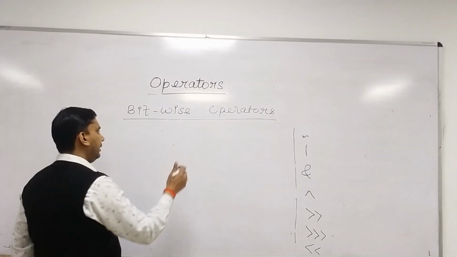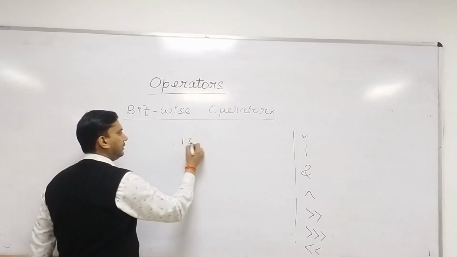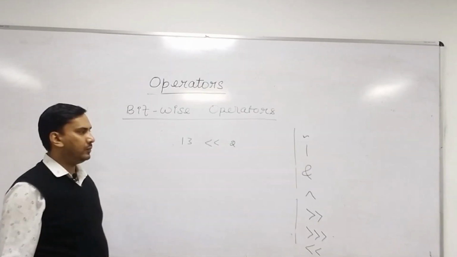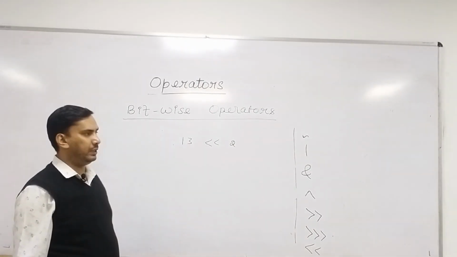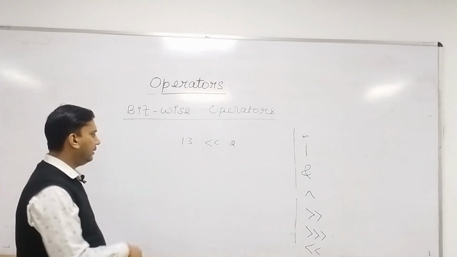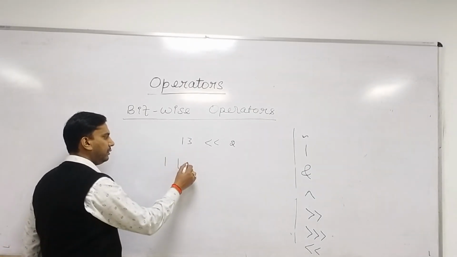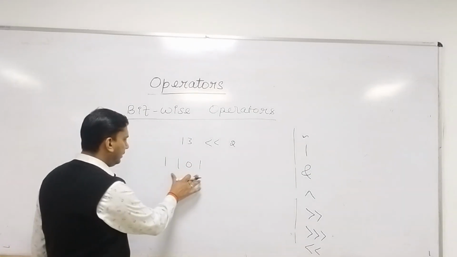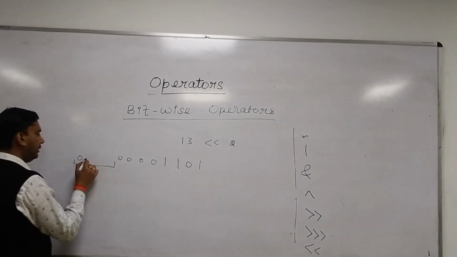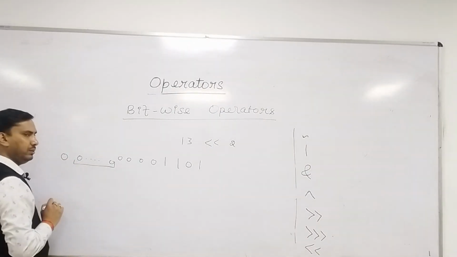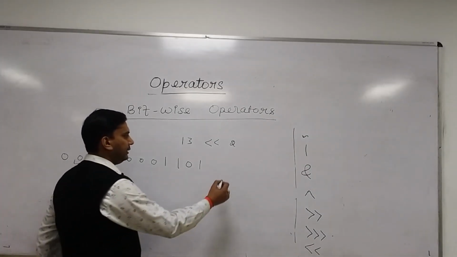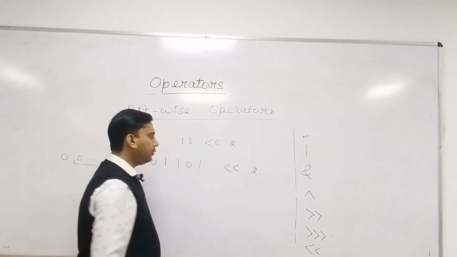So for example, I am writing here: shift 13 to the left side by 2 bits. 13 should be shifted to the left side by 2 bits. So what you have to do is represent this 13 in binary. 13 means 8 plus 4 plus 1. Represent it in the 32-bit format, and here 23 zeros, and the MSB is also 0. Right? So this is your number 13.